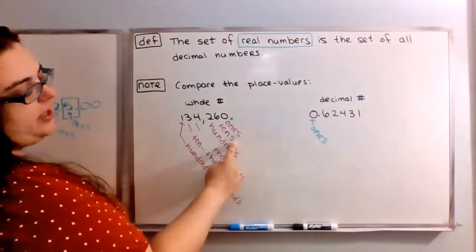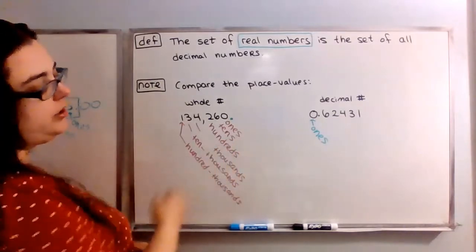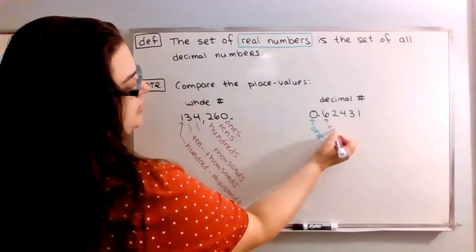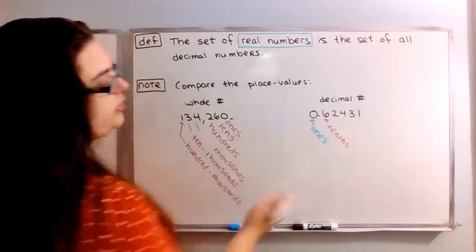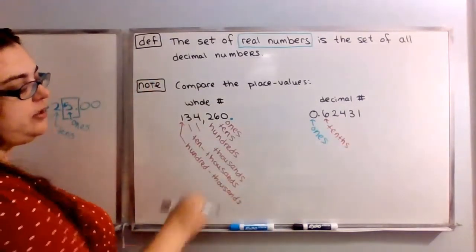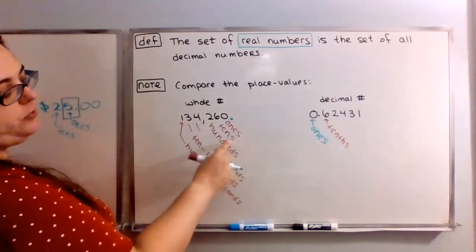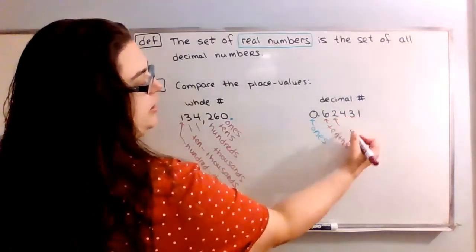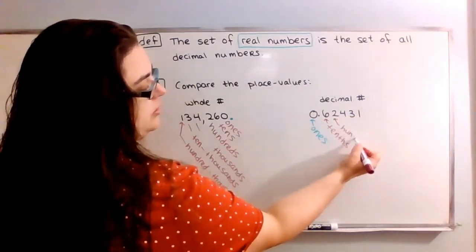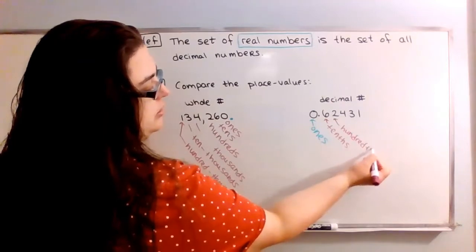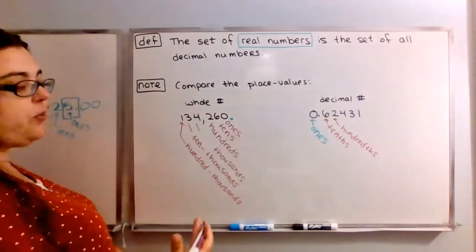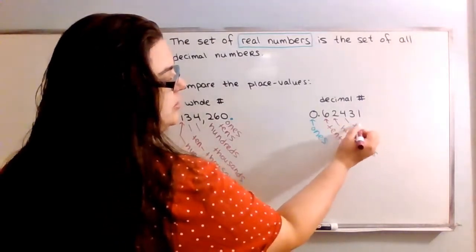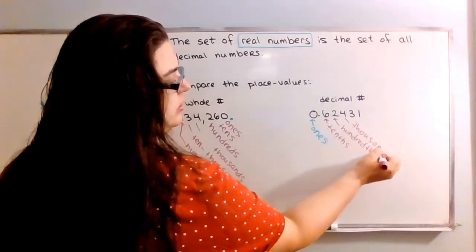So one spot to the left is the tens place of a whole number. On a decimal number, that's going to be the tenths, with a THS now instead of just an S. Two spots to the left of the ones place was the hundreds in a whole number. So now this is going to be the hundredths. And so on. So here we have the thousands. This is going to be the thousandths.